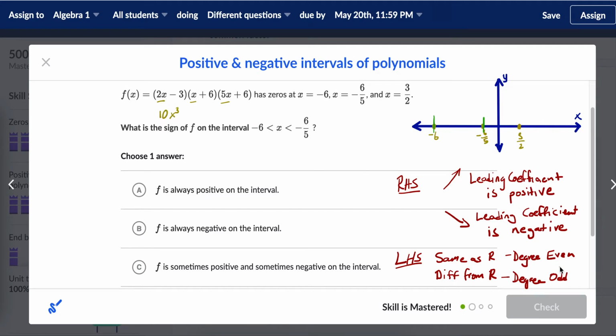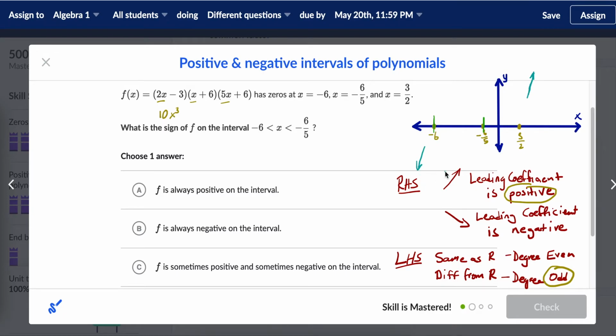We see that it's an odd degree, and we see that the leading coefficient is positive, right? And that's all we need to know. So what that tells us, at least for the beginning, is the right-hand side of the function is going up. So we have a function. We've got the right-hand side of the function here, and it goes upwards, right? We also know that our degree is odd, so our left-hand side of the function goes downwards.